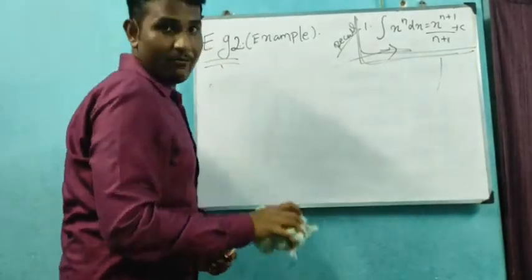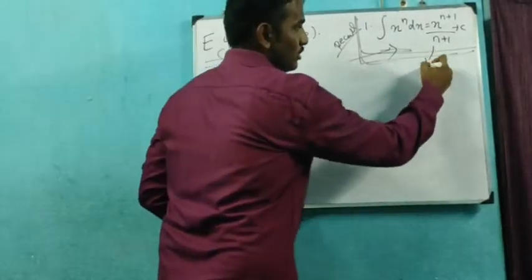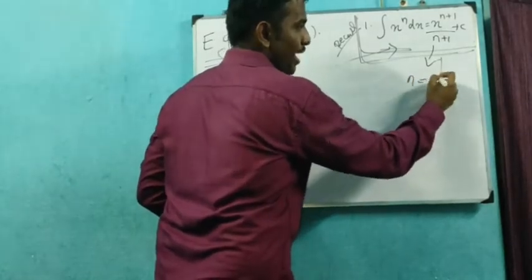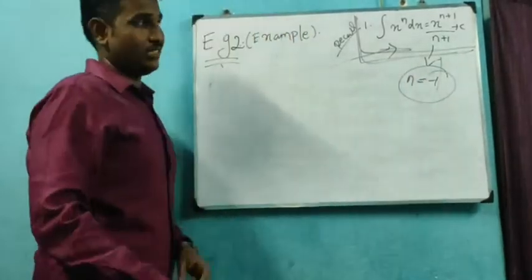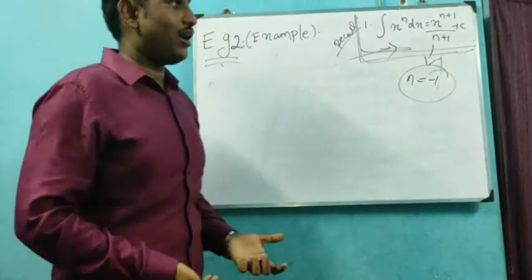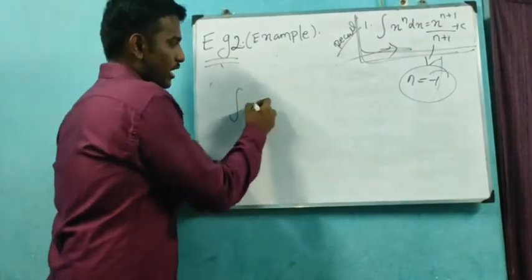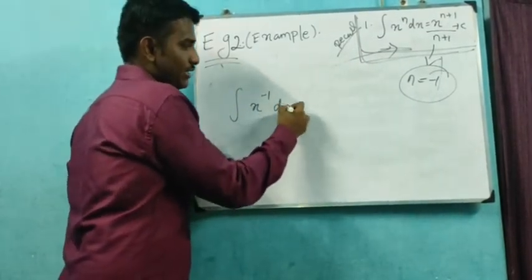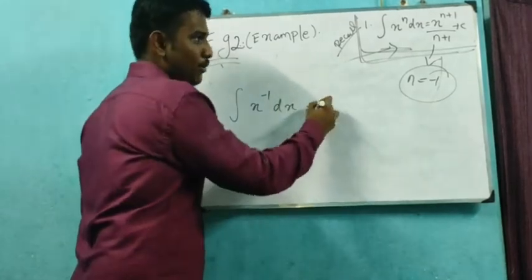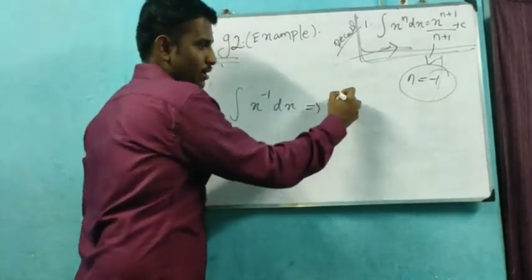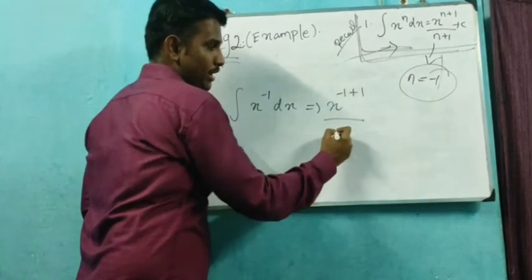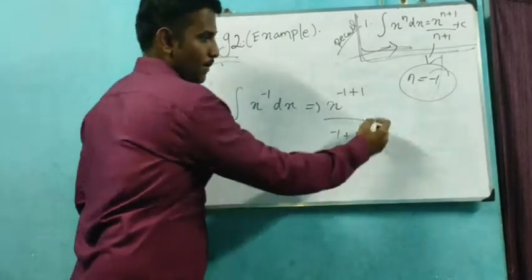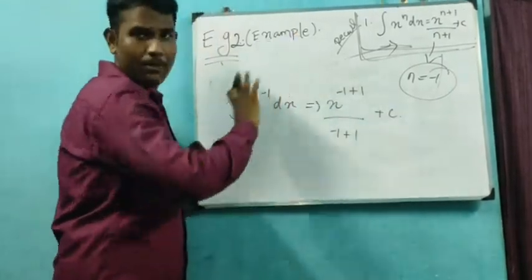Okay. So in the same formula, now you can ask the question, sir, if n is equal to minus 1, what is the answer? What will happen in this formula? n is equal to minus 1: integral of x to the power minus 1 dx. So I am going to apply this formula: x power minus 1 plus 1 by minus 1 plus 1, plus c. Correct? Yeah, I applied the formula.